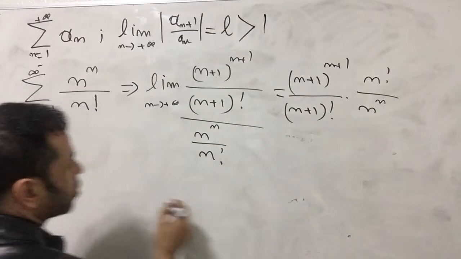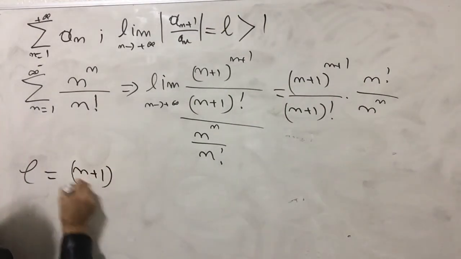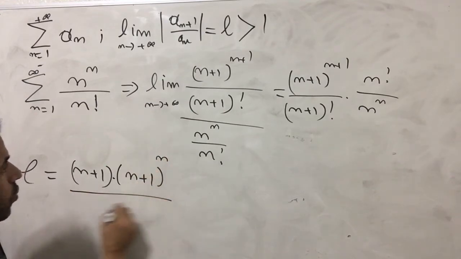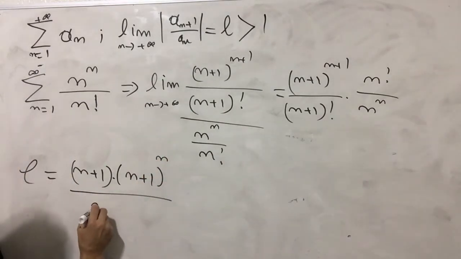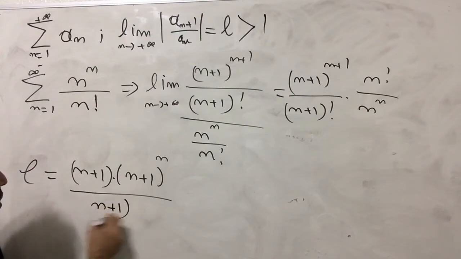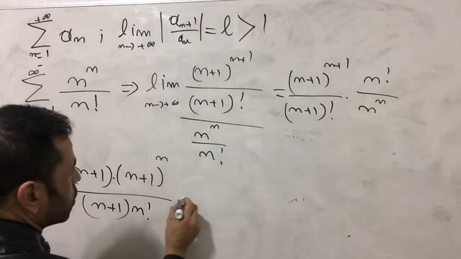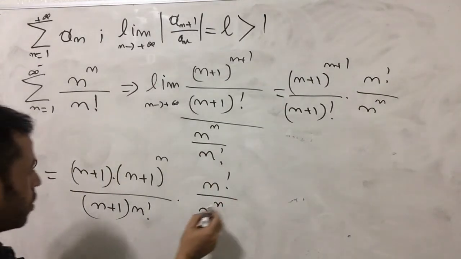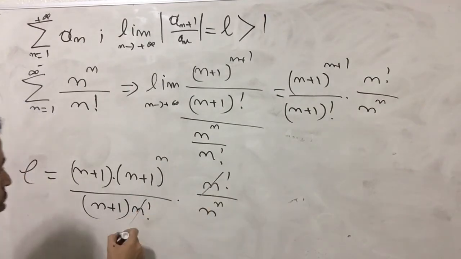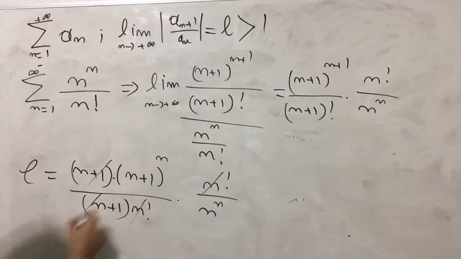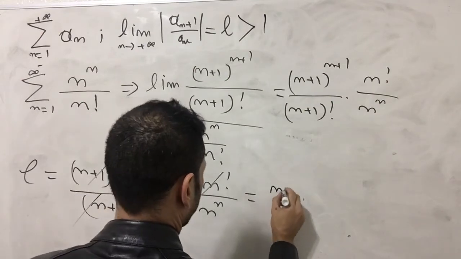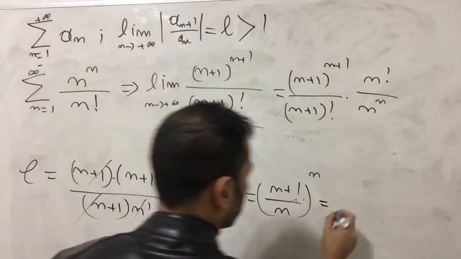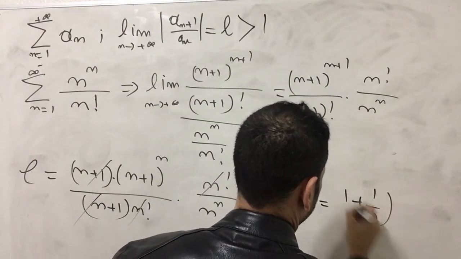I'm going to simplify this one. We'll have (n plus 1) multiplied by (n plus 1) to the n, over (n plus 1) factorial. I can rewrite (n plus 1) factorial as (n plus 1) multiplied by n factorial, and this is multiplied by n factorial over n to the n. I'm going to simplify n factorial with n factorial, n plus 1 with n plus 1. I will be left with (n plus 1) over n, all to the n. Simplifying, I will have (1 plus 1 over n) to the n.